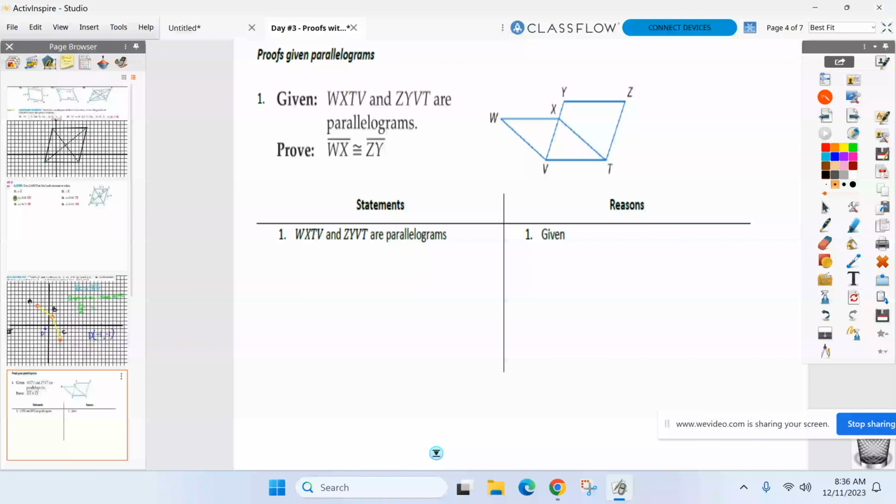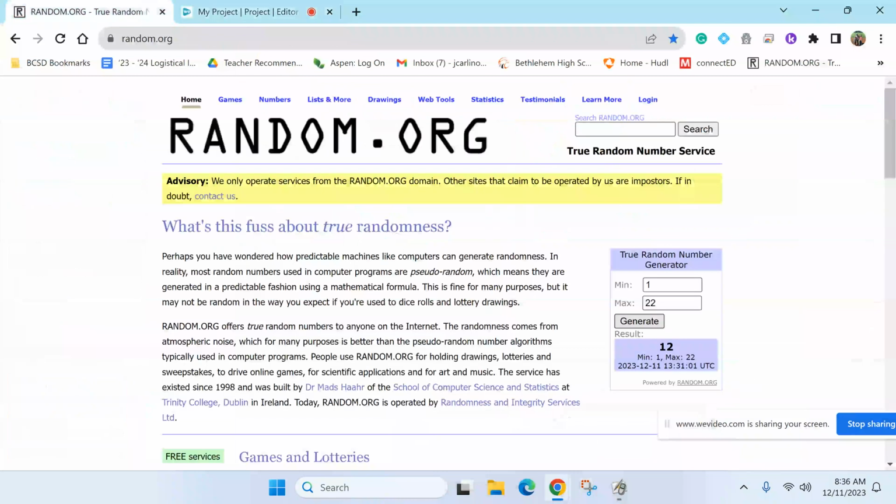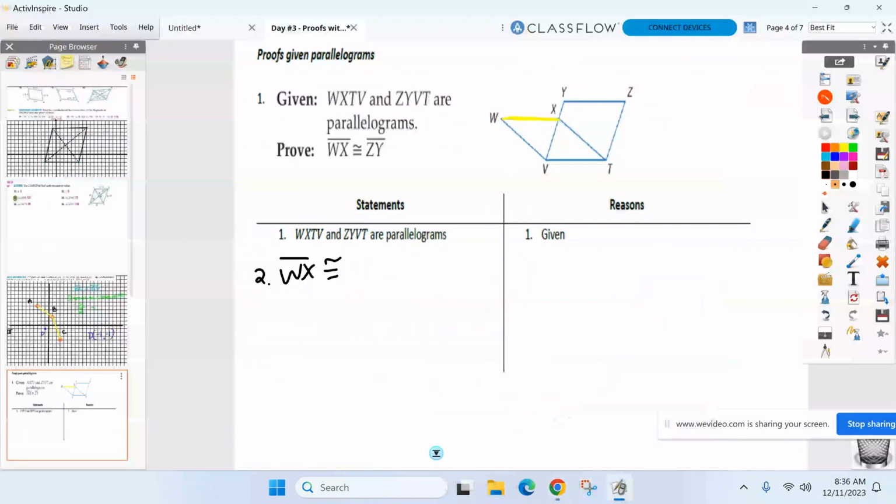But what somebody's going to tell me now is WX is congruent to another side, but not ZY. So that's where I want to start this proof. Yeah, WX is congruent to another segment, but it's not ZY yet. What segment is it? Start this off right. Stellan, what is it? VT. There we go. WX is congruent to VT.